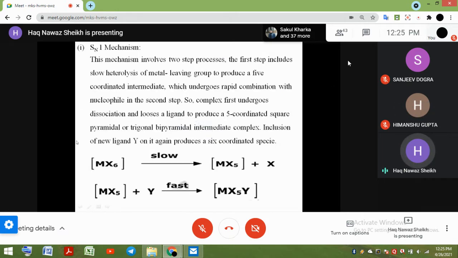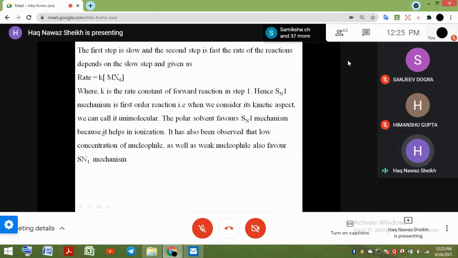The first step, the slow step, is unimolecular. Therefore, the rate is first order in the complex, where k is the rate constant for the forward step in step 1. Hence, the SN1 mechanism is first order. That is, when we consider its kinetic aspect, we can call it unimolecular. Polar solvents favor the SN1 mechanism because they help in ionization. It has also been observed that low concentration of nucleophile as well as weak nucleophiles also favor the SN1 mechanism.